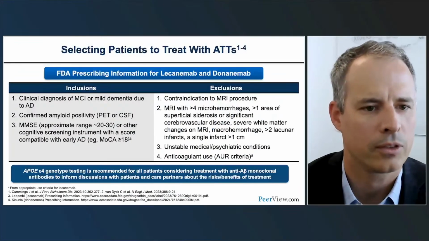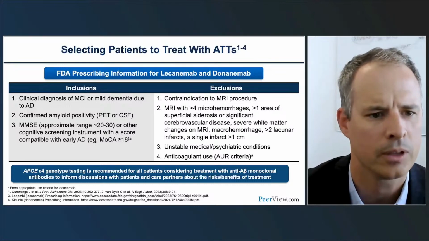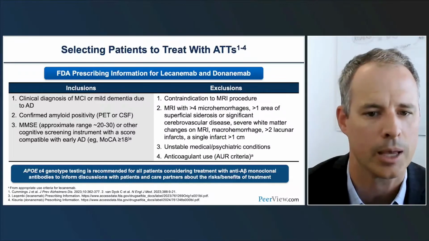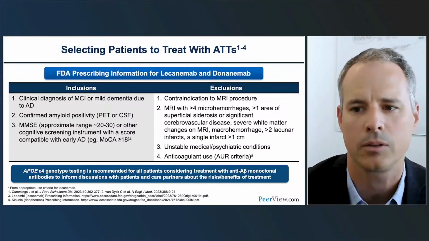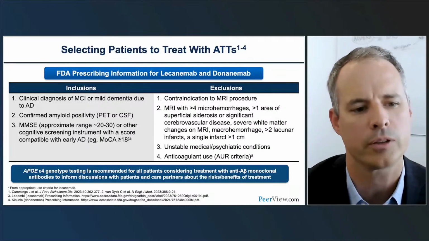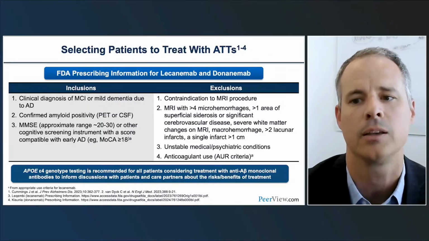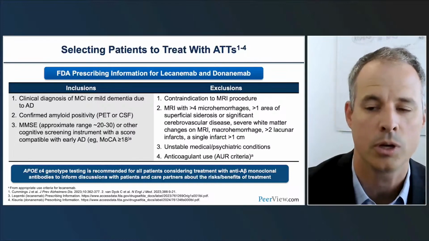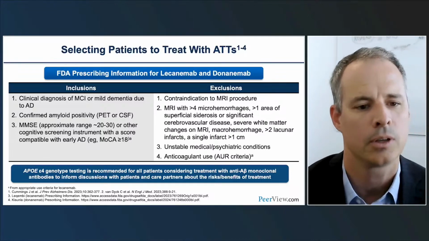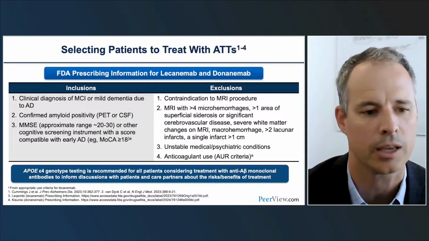So I'd like to discuss the criteria for selecting patients for treatment with amyloid targeting therapies. And these criteria are based on the FDA labels for both lecanemab and donanemab, and are based on the clinical trial criteria for both of those drugs. The important inclusion criteria include a clinical diagnosis of mild cognitive impairment or mild dementia due to AD. So it's important not to treat patients who don't actually have memory loss, so patients with a subjective memory complaint, or patients who are too far progressed and have more than mild dementia due to AD.